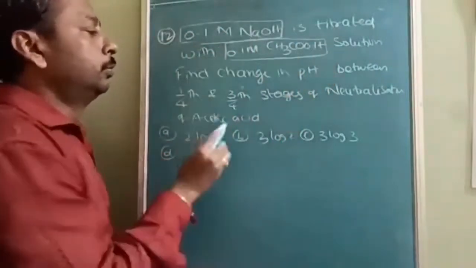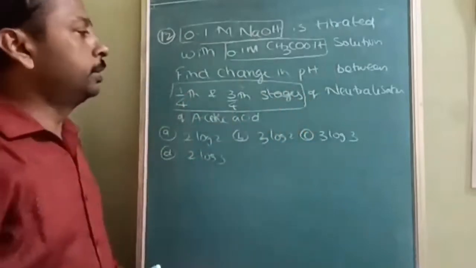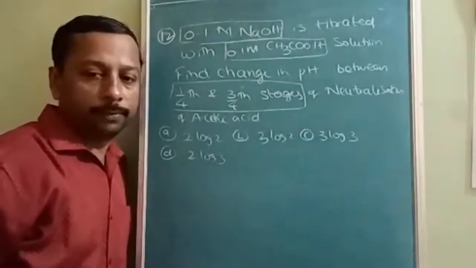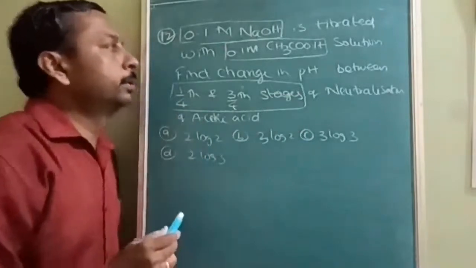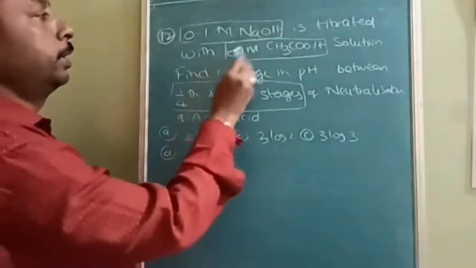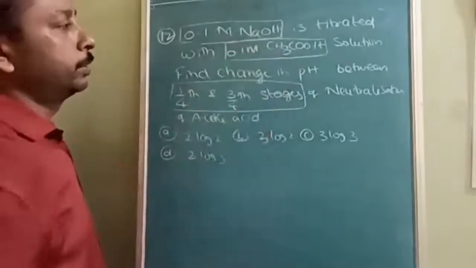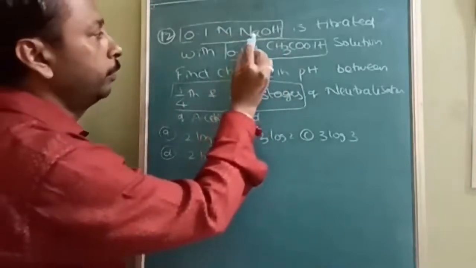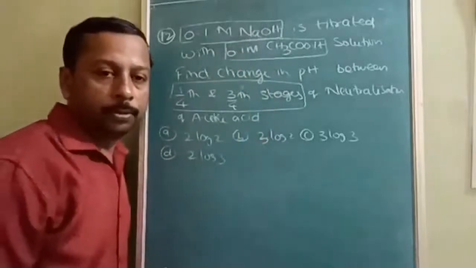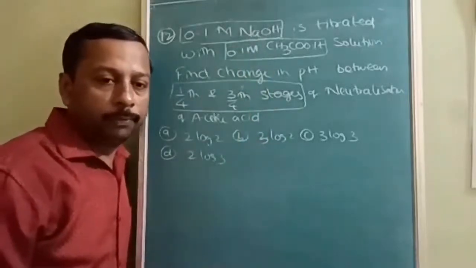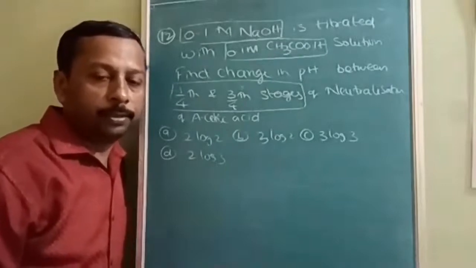So the main problem lies here, 3/4 and 1/4. The question is about 3/4 and 1/4 stages of neutralization. 3/4 and 1/4 means here we are titrated with acetic acid, that means this is neutralized by acetic acid. If you carefully observe, this is a strong base and it is a weak acid. So during the neutralization, there will be formation of buffer. What will be there? Formation of buffer.